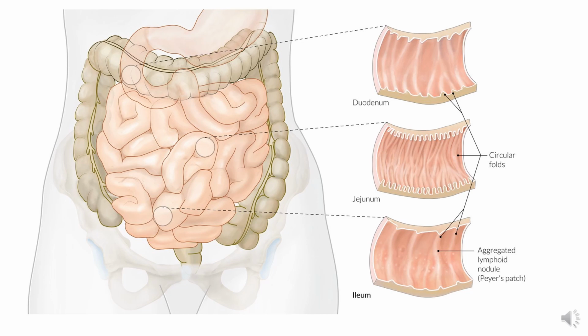The plica circularis, here you can see that in the duodenum they are present in the distal part of the duodenum, and they start from the distal part of the duodenum, and they are less in number. They are widely spaced, but in the jejunum you can see the circular folds of the plica circularis. They are closely spaced. Again, in the ileum, although the plica circularis is present in the initial parts of the ileum, they are also less in number and widely spaced.